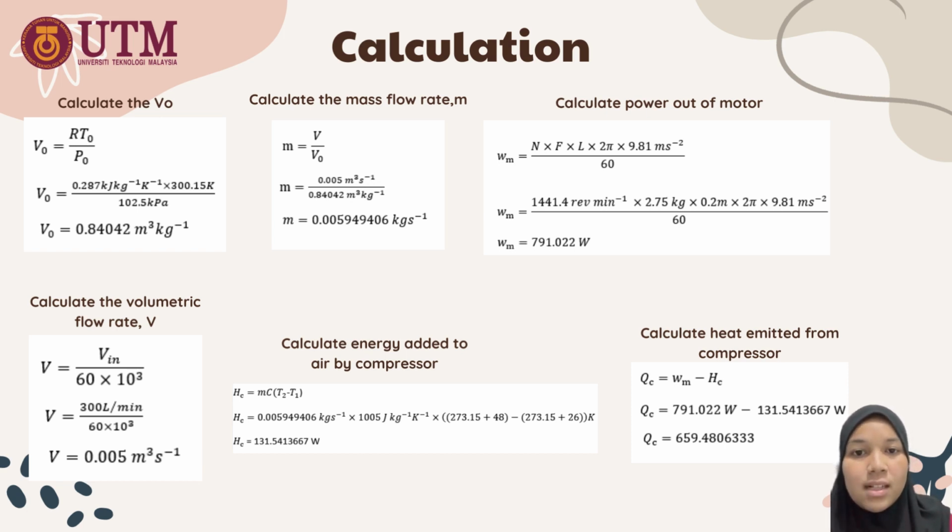After that, we need to calculate the mass flow rate using the formula M equals V over V0. After we got the mass flow rate, we need to calculate the energy added to air by the compressor, which is Hc, using the formula Hc equals MC in the bracket T2 minus T1. Then we need to calculate the power out of the motor, and we also need to calculate the heat emitted from the compressor, which is Qc.